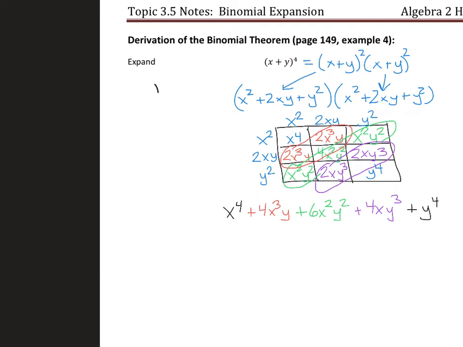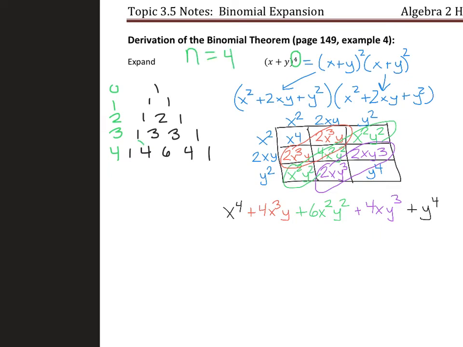So we start out at 1, and then we have 1, 1, and then we have 1, 2, 1, 1, 3, 3, 1, 1, 4, 6, 4, 1. So if you look at our numbering here, this is row 0, row 1, row 2, row 3, row 4. In our example, our power is 4, n equals 4.